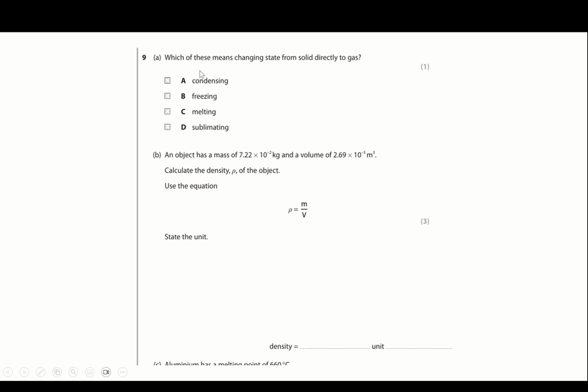Okay, question 9. Which of these means changing state from a solid directly to a gas? That's sublimation. And we can see that's D, sublimating.